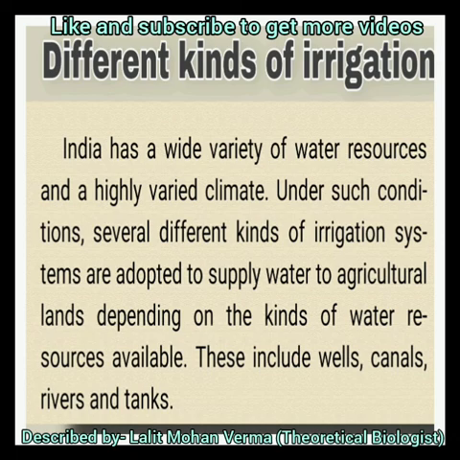Depending upon the kind of water resources available, several irrigation systems are adopted in India to supply water to the agricultural lands. These are wells, canal system, river lift system, and tanks. So these are the different kinds of irrigation system in India.